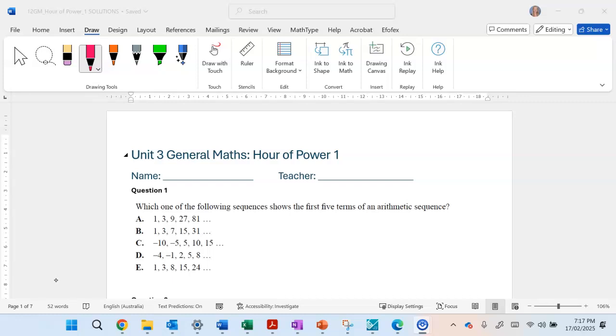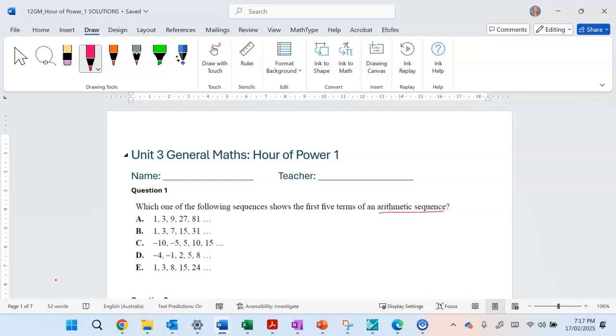Which one of the following sequences shows the first 5 terms of an arithmetic sequence? So remember, an arithmetic sequence has a common difference, so it has to go up by the same amount. During reading time, I would spot this question and know straight away what the answer was, because you can do it in your head.